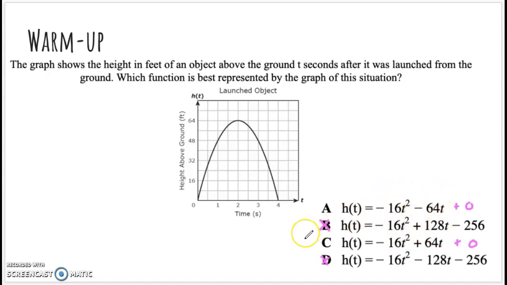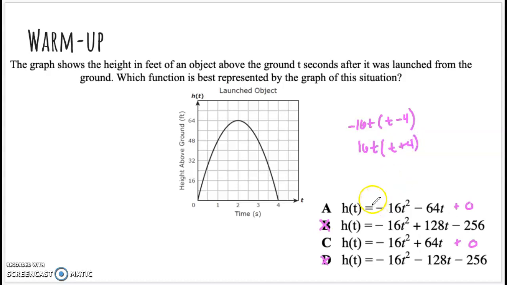And hopefully you recognize that you could actually factor these. You can pull out a GCF of negative 16t, and you'd be left with t minus 4. Or if you pulled out a negative 16, we'd have to pull out a positive 16t for the second one, and you're left with t plus 4 for the second one.